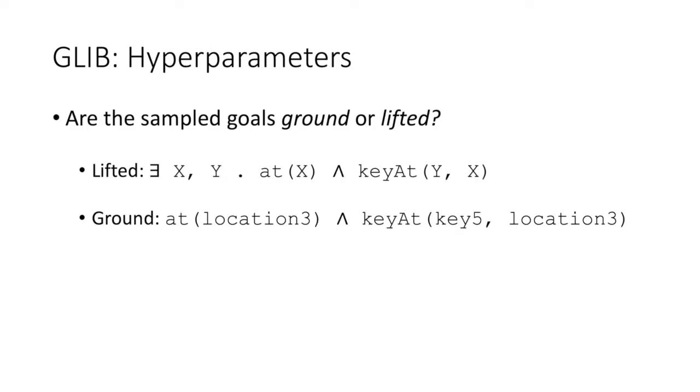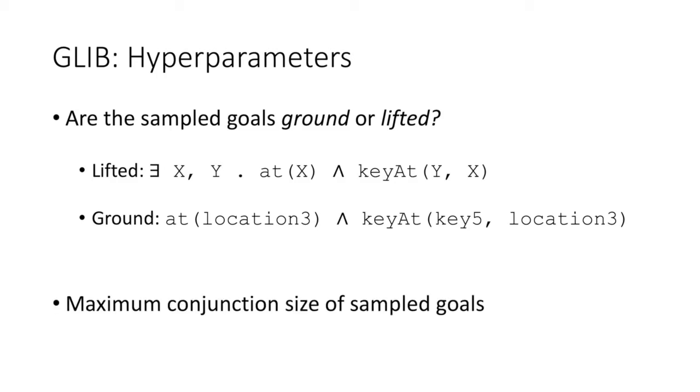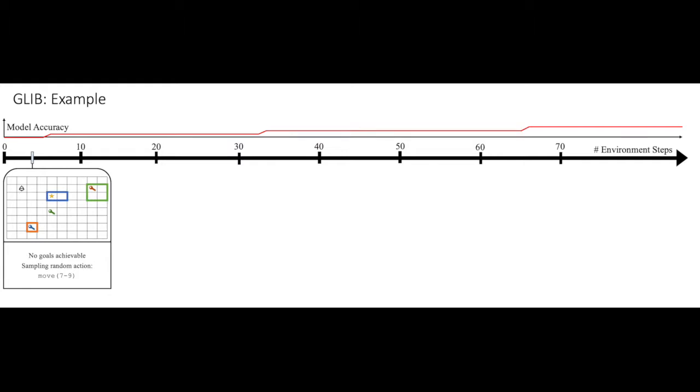GLIB is defined by two hyperparameters. The first is whether the goals are lifted, like an existential formula, or ground, as shown in this example. The second is a maximum size for the conjunctive goal formulas. Let us now walk through an example of GLIB in action.